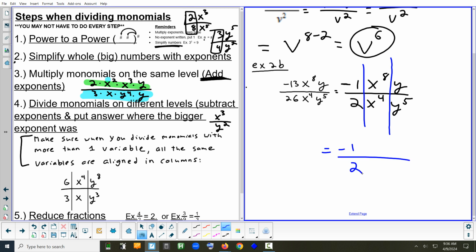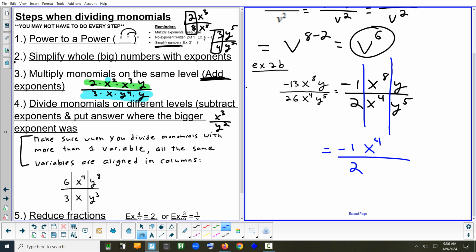Okay, now we're going to treat it like 2 little problems. X to the 8th over x to the 4th. Where do we have more x's? Top or bottom? Top. So where is the x going to end up going? Top. Now subtract the exponents on the x's. What's the larger exponent? 8. What's the smaller? 4. And what's 8 minus 4? 4. So that goes there.